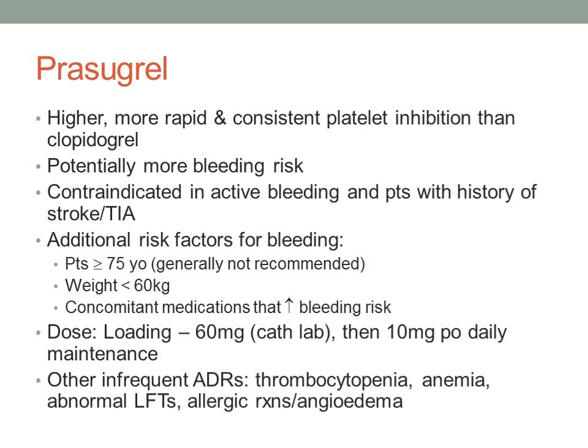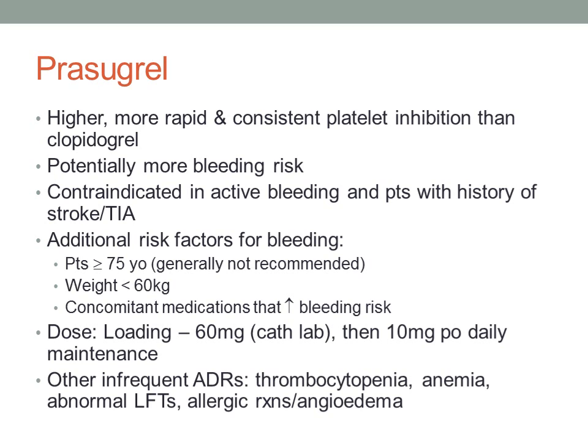Prasugrel has a higher, more rapid and consistent platelet inhibition than clopidogrel, according to studies, but potentially there is more bleeding risk. It is contraindicated in active bleeding, as with some of the other antiplatelet agents that we've talked about, and it's also contraindicated in patients with a history of stroke or TIA. So you won't be using this agent for secondary prevention of stroke like you may use aspirin, Aggrenox, or clopidogrel.